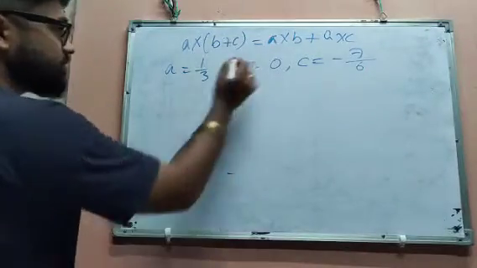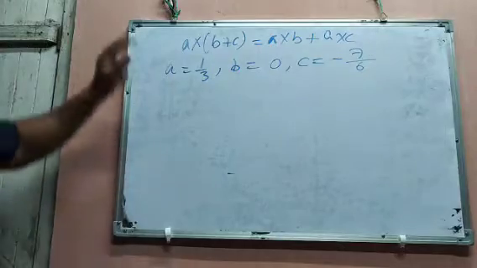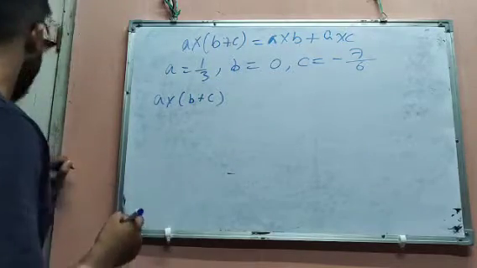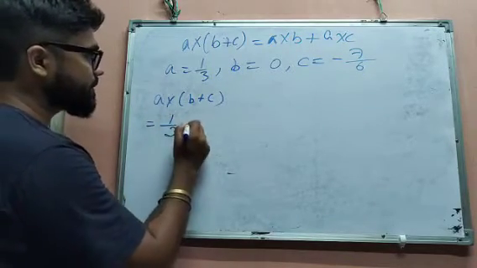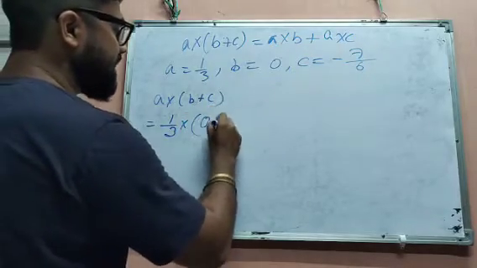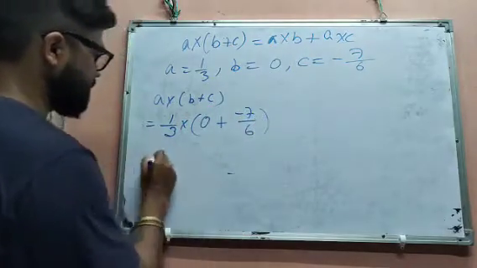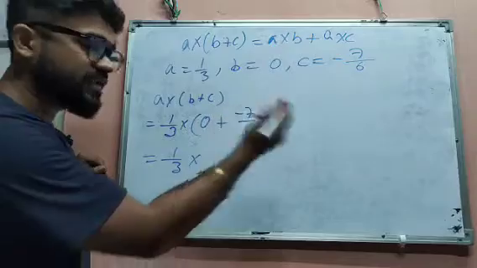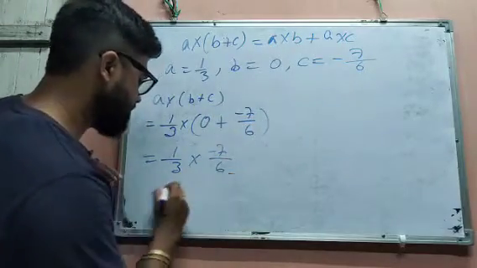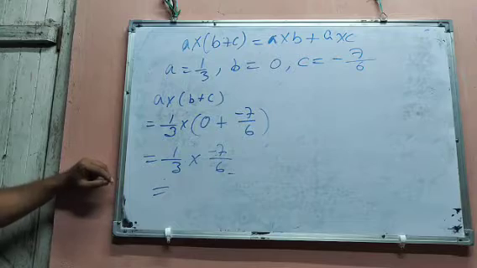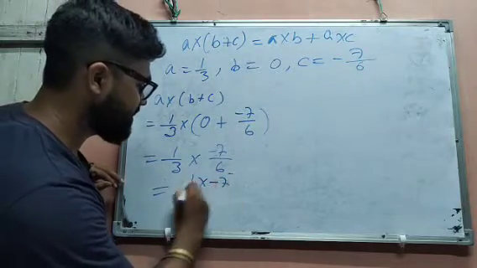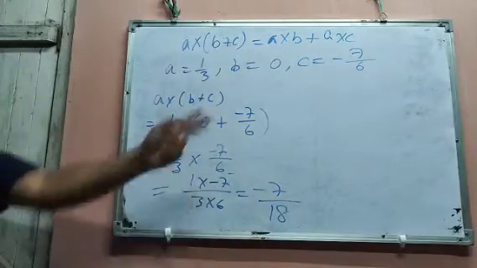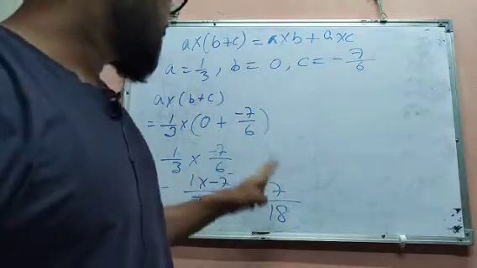First we have to simplify. First you have to write the left hand side part, that means a into b plus c. So a into b plus c will be 1 by 3 into b value, which is 0, plus minus 7 by 6. Any number added with 0 is the number itself, so minus 7 by 6 will be here. No term is cancelling, so simply multiplication: 1 into minus 7 and 3 into 6, and you will get minus 7 by 18. This is our left hand side part.